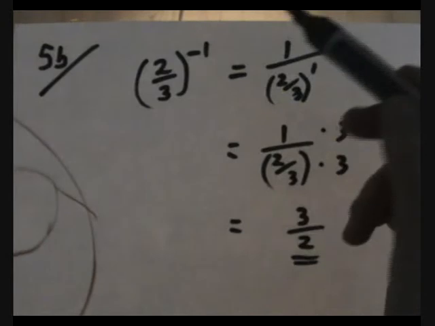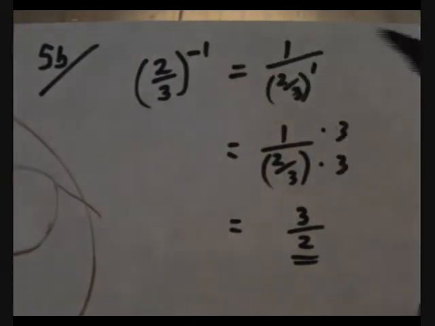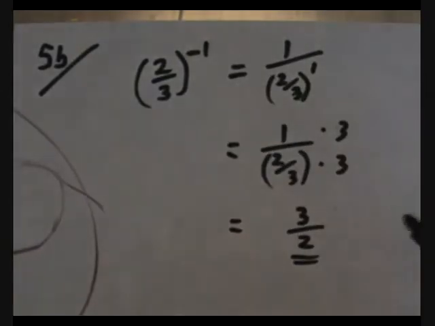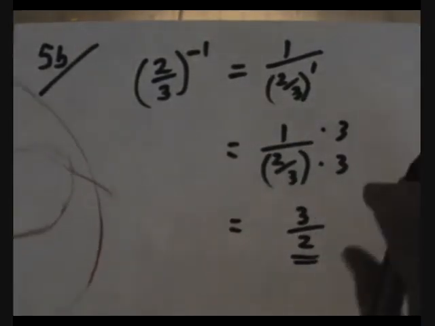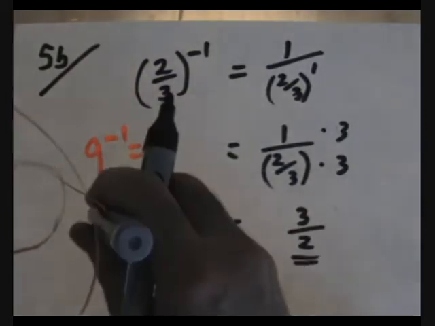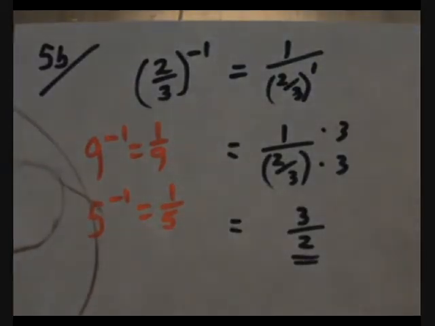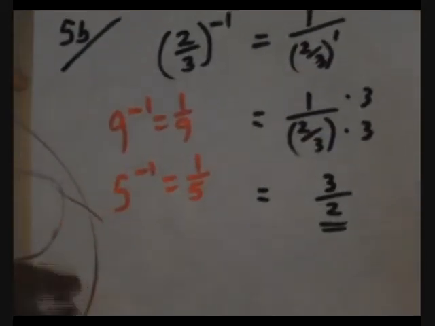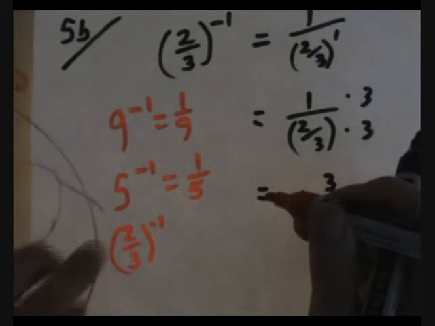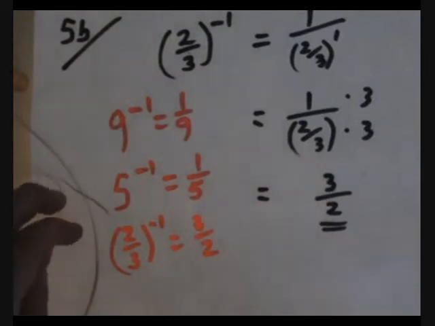And generally speaking, because minus powers mean 1 over, and power of 1 just means times itself, you can say for anything, if it's a power of minus 1, it flips the fraction over. So for example, 9 to the power of minus 1 is a ninth. 5 to the power of minus 1 is a fifth. And 2/3 to the power of minus 1, you can just recognize that power of minus 1 flips it over, so it's 3 over 2.